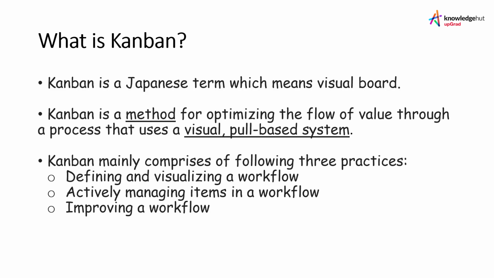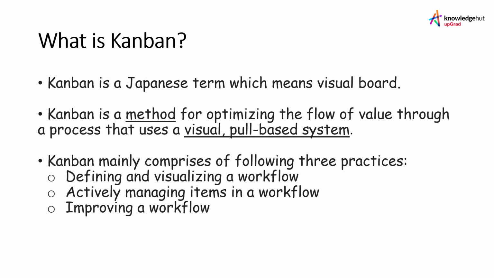Okay, now let us try to understand what is Kanban. Kanban is a Japanese term wherein Kan means visual and Ban means sign or a board. So Kanban means visual board in Japanese. When it comes to the Agile umbrella, Kanban is a method for optimizing the flow of value through a process that uses a visual pull based system.